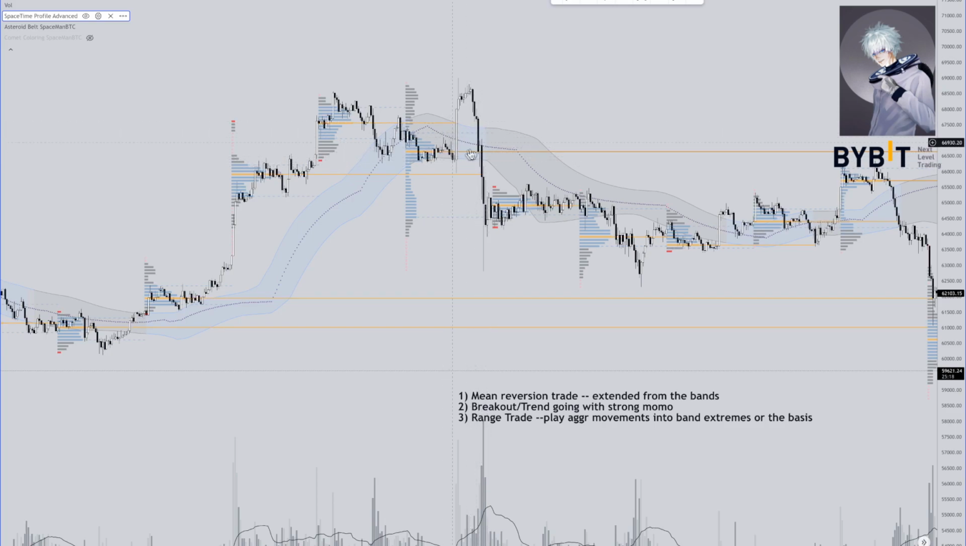The band is flipped blue if you're looking at that, right? Even though we did reject the basis, this is probably a trade that you could have taken because we are in this volume node as well, right? So we're in the bottom of this nice little node in here. We retested the low. You probably would have gotten long here with the stop loss down there, and you probably would have gotten stopped out, right?